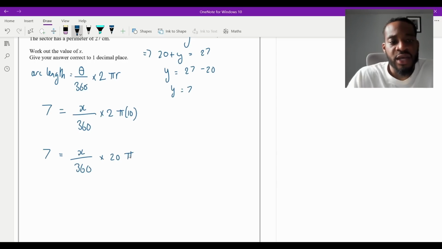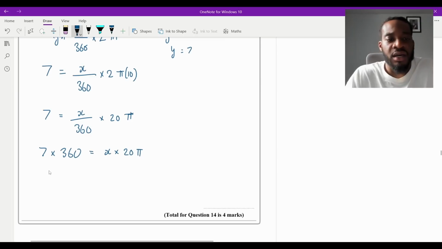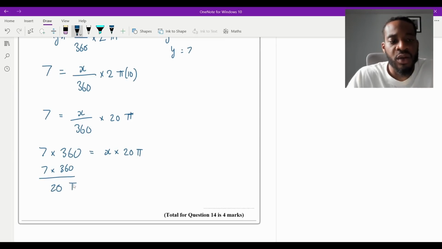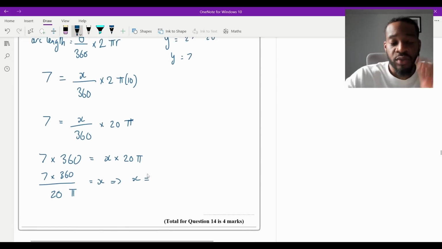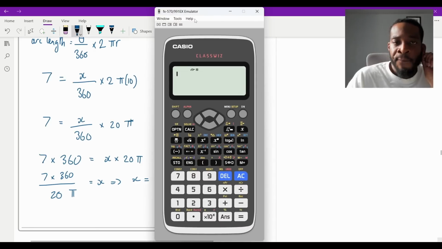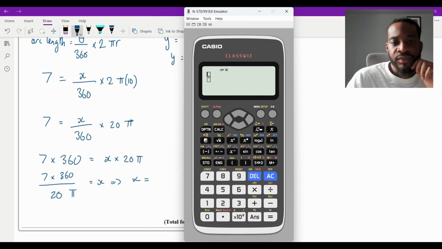And all I need to do to get x on its own is times by the 360 and divide by the 20 pi, can't we? So I could say 7 times 360 is equal to x times 20 pi. And then that must mean that 7 times 360 over 20 pi is going to equal x. And then from there, I could just calculate what x is, and that's going to be the angle. So I'll put this in my calculator, see what we get. It's going to be 7 times 360 over 20 pi, and it is equal to 40.107.